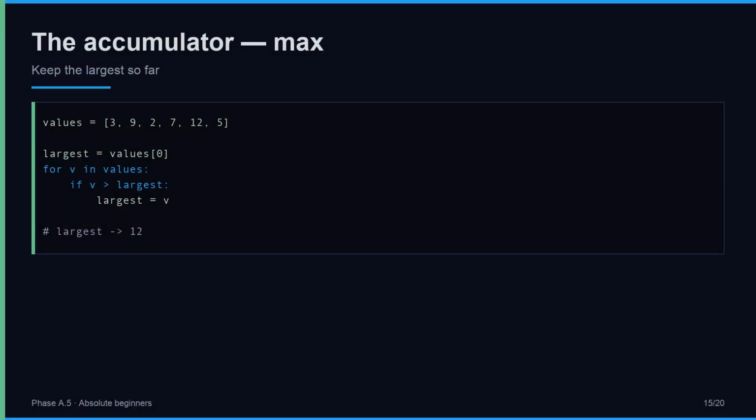Finding the largest value follows the same recipe. Initialize largest to the first item. Loop over the list. Inside the body, if the current item is greater than largest, set largest to the current item. After the loop, largest holds the maximum. Walk it through: largest starts at 3, then 9 replaces it, then 12 replaces that, smaller values are ignored. By the end, only the biggest survives. Finding the minimum works the same way, flipped. Keep the smallest so far.